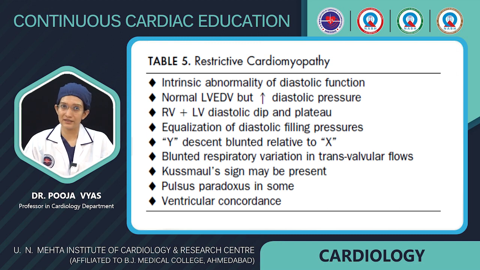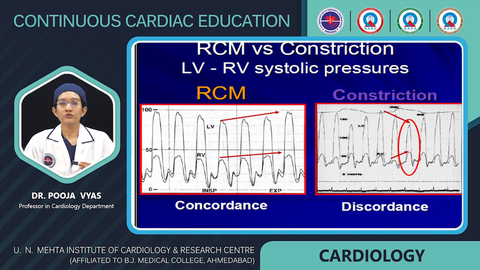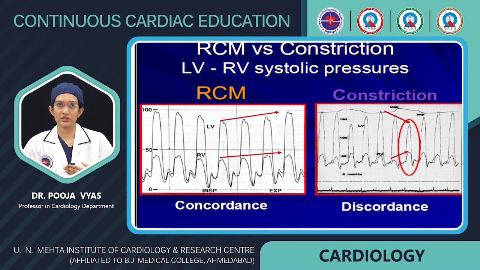Kussmaul sign may be present. Pulsus paradoxus may be found in some cases, and there will be ventricular concordance. So what do we mean by ventricular concordance? This image shows what is ventricular concordance and what is ventricular discordance. In cases of restrictive cardiomyopathy, we'll find ventricular concordance.